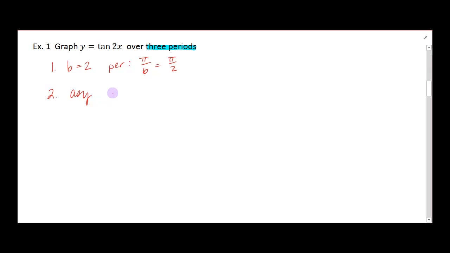The asymptotes come from the two equations that I would need to solve here. They are set up as bx equals negative pi over 2 and bx equals positive pi over 2, and it's always bx equals negative and positive pi over 2. Now I'm going to solve for x. I already know what b is, so I'm going to plug in 2 for b, and I say, okay, 2x is negative pi over 2 and positive pi over 2.